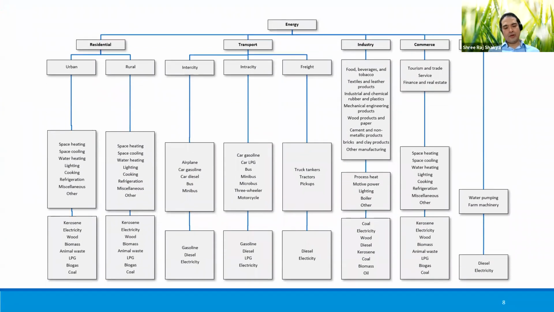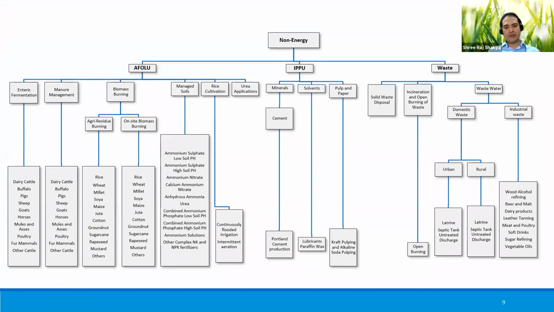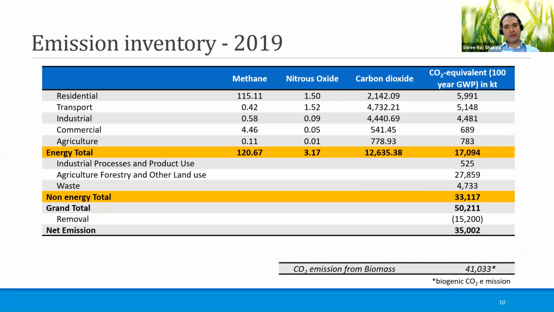So this is the breakdown of energy sectors. This is non-energy sector. I don't want to go through it in detail. So this is the GHG inventory estimated for 2019.